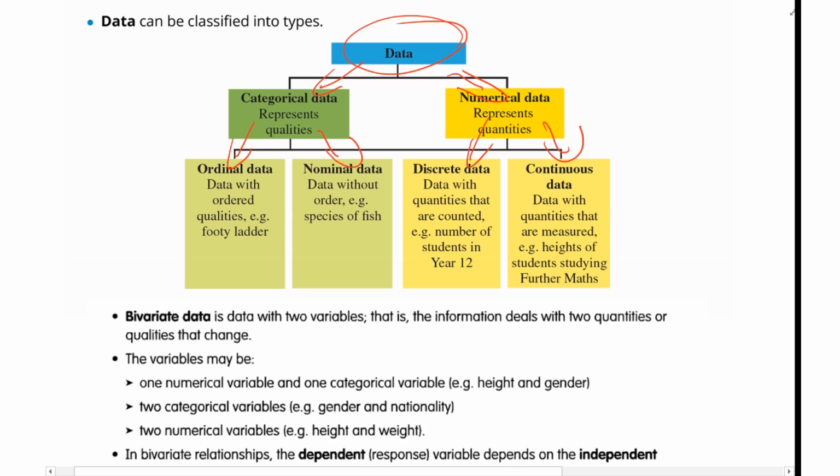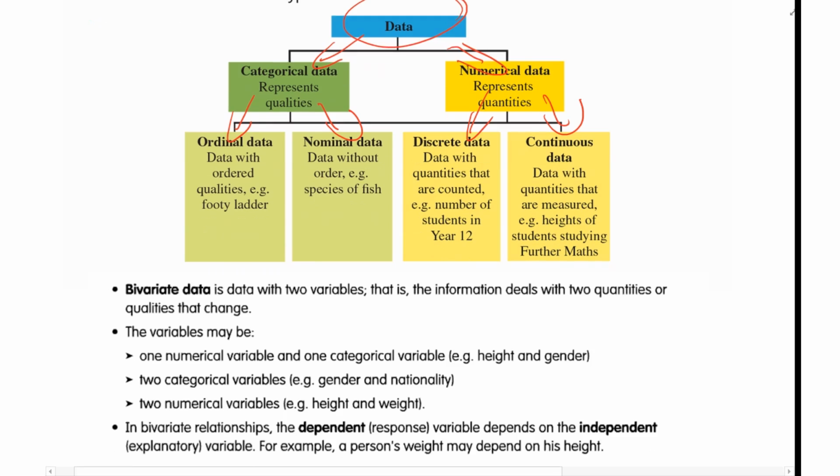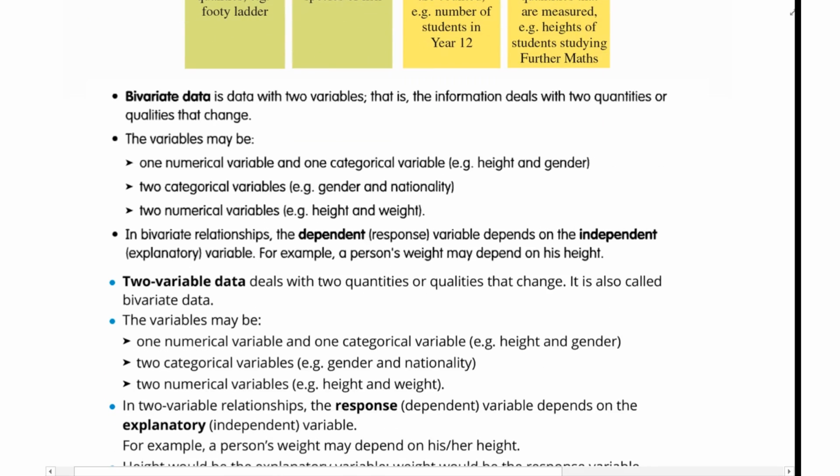Then we get into numerical data where we've got discrete and continuous. The best way to look at this is discrete, I'm counting. A good example is the number of students in year 12, or if I've got to count the cars going past the school, it's discrete. I'm counting how many cars are going past the school. That's what we call discrete. Continuous is data with quantities that are measured. It's like, I'm going to measure the length of your foot. I'm going to measure your height. I'm measuring, that's continuous.